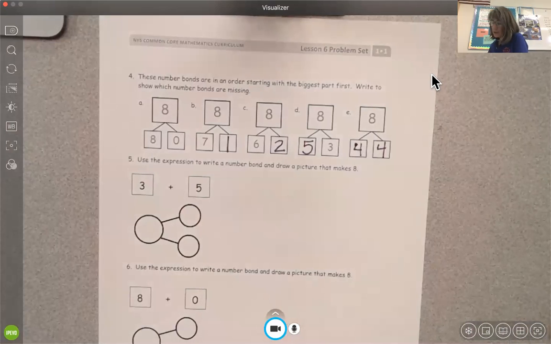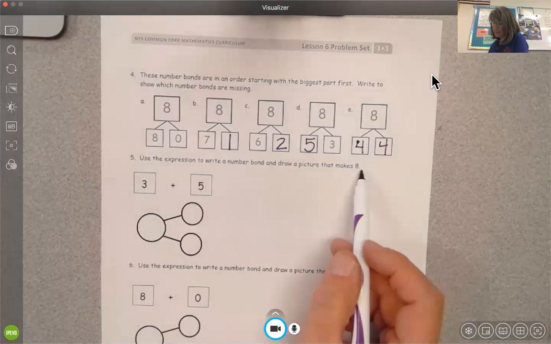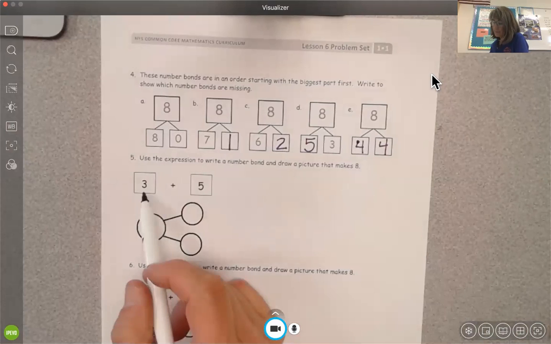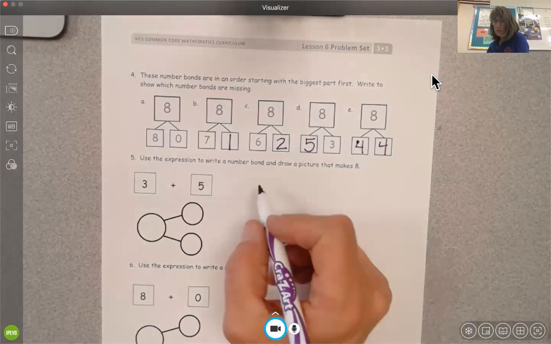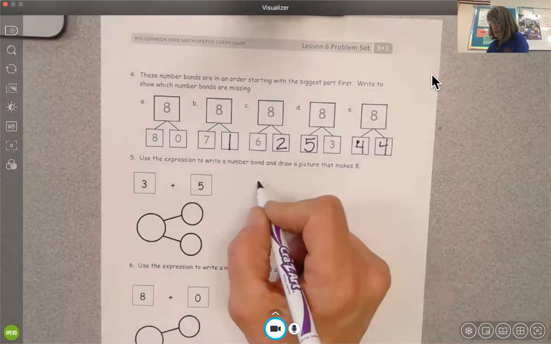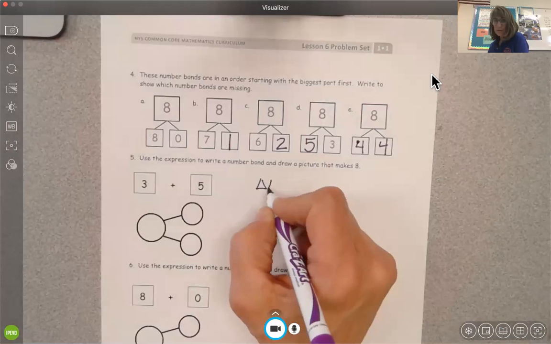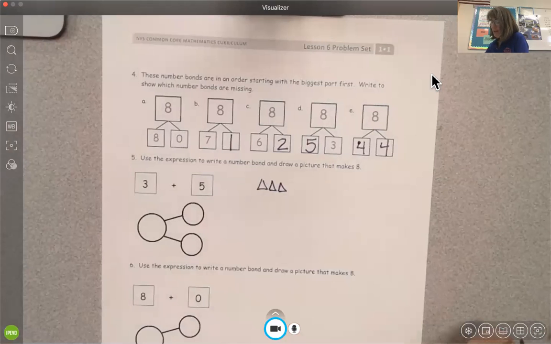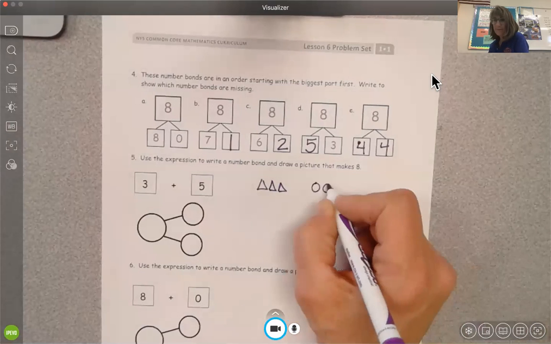Use this expression to write a number bond and draw the pictures to make 8. So this one is 5 plus 3. So they want us to actually draw a picture to make 8. So we're going to go like this. I'm going to do pictures of triangles. 1, 2, 3. 3 triangles. And then I'm going to do some balls over here. 1, 2, 3, 4, 5.